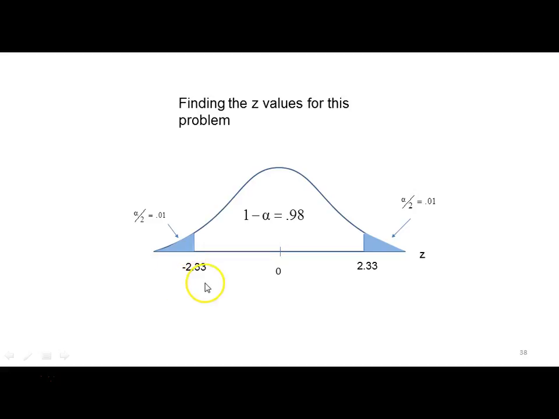You could go to your negative z-table to find this one. Simply find a z-value that leaves a cumulative probability below it of 0.01. So you'd look in the middle of the table for 0.01, look in the row and column, and it should be pretty close to negative 2.33. By symmetry, this will be the opposite, the positive side.